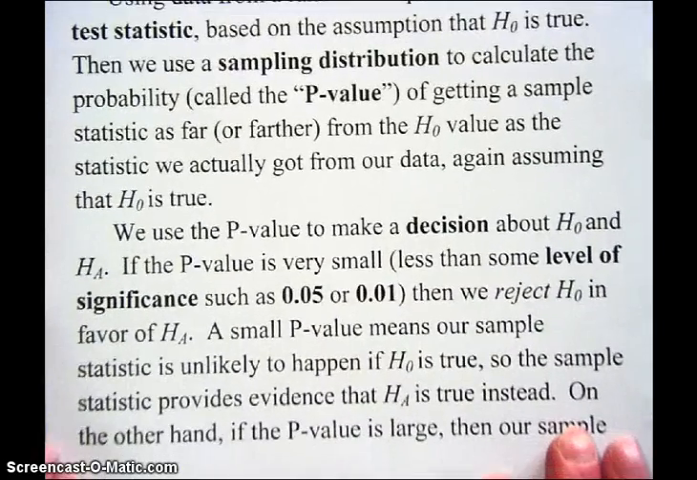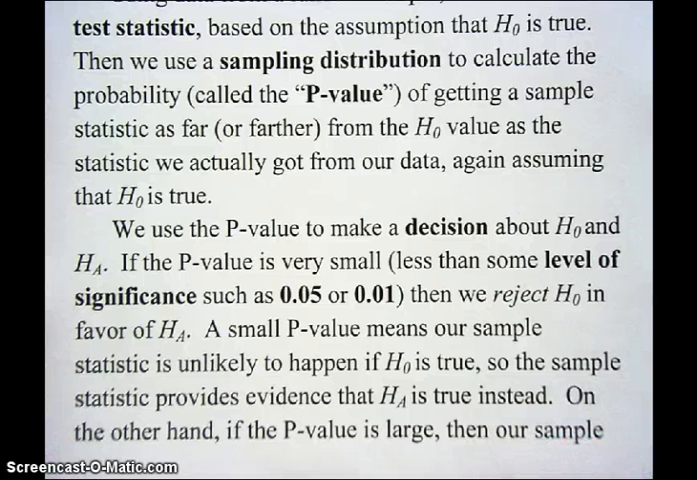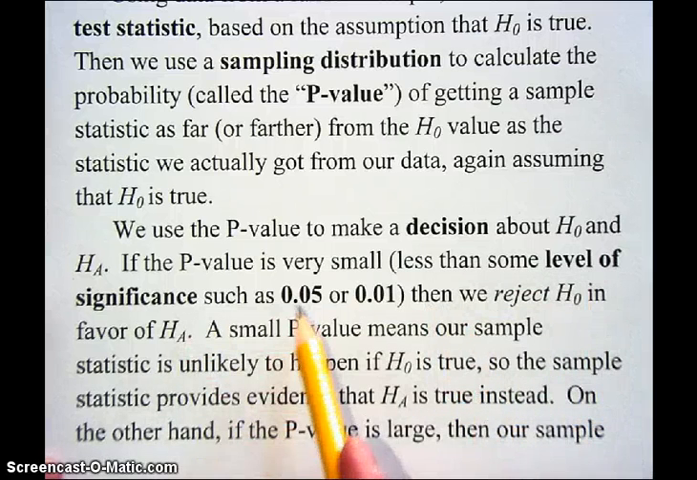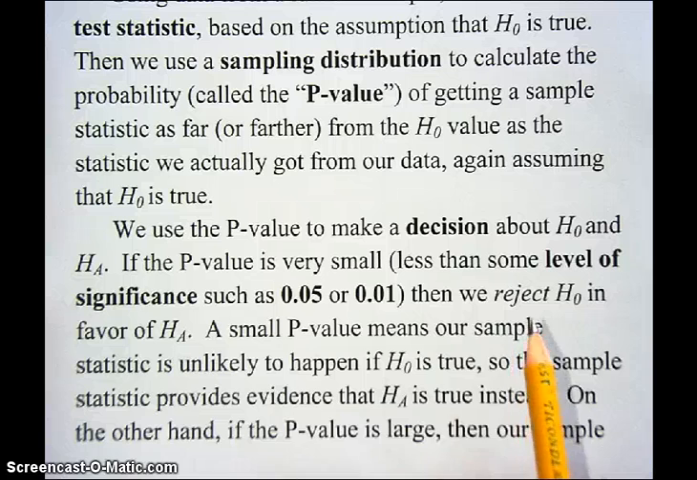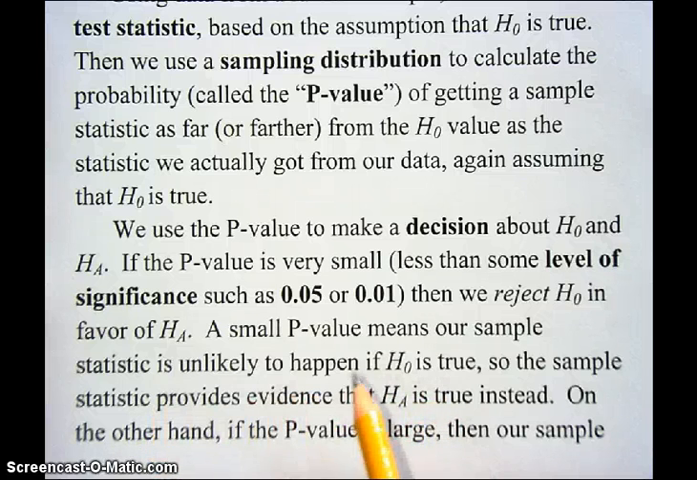Now, once we get this p-value, we can make a decision about the null hypothesis and the alternative hypothesis. If the p-value is very small, and it's less than some level of significance, such as 0.05, which is 1 in 20 or 5%, or 0.01, which is 1 in 100 or 1%, then we reject the null hypothesis in favor of the alternative. A small p-value means that our sample statistic is unlikely to happen if the null hypothesis is true. So the sample statistic provides evidence that the alternative hypothesis is true instead. So that's the key thing.